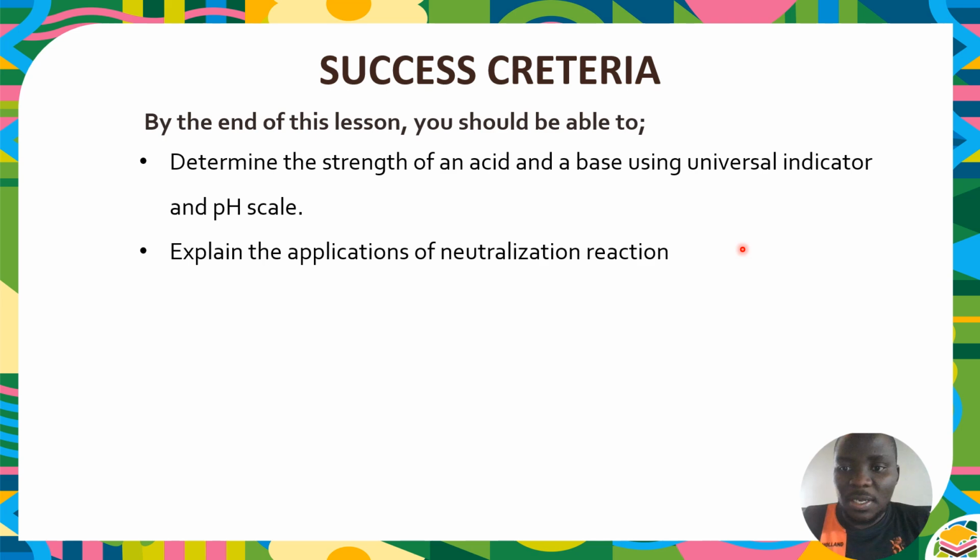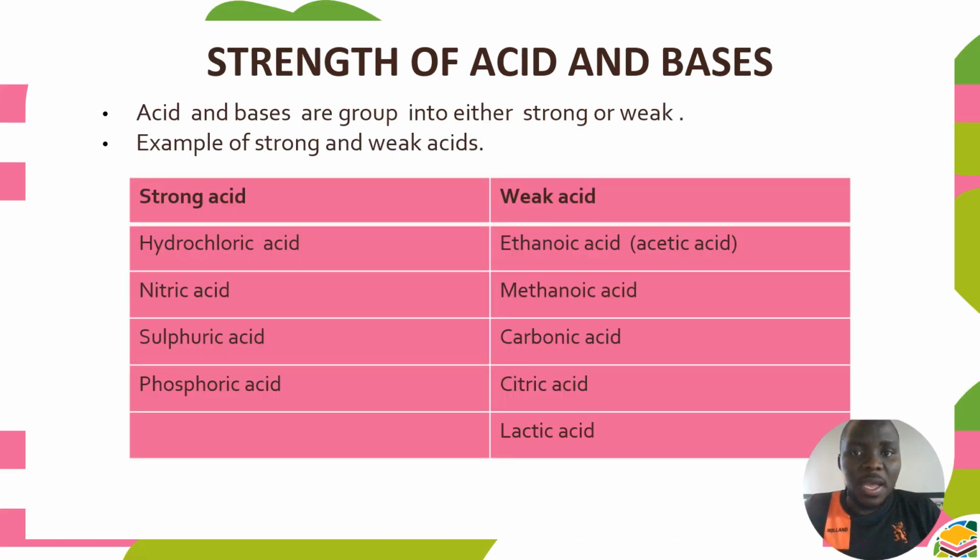So let us start looking at the strength of acid and bases. When we say strength of acid and bases, what comes to mind is that some are weak as well as others are strong. So acids and bases are grouped into either strong or weak acids or bases.